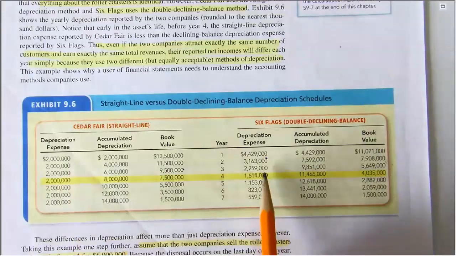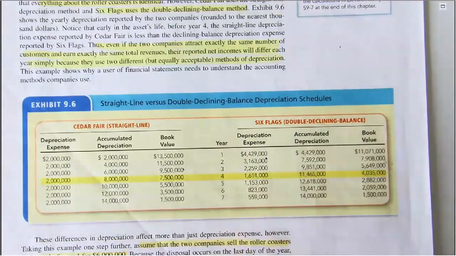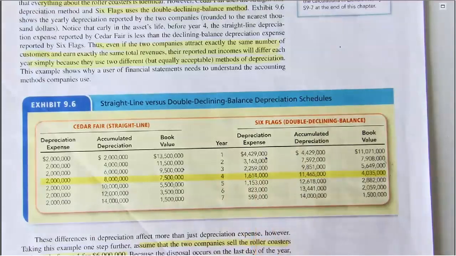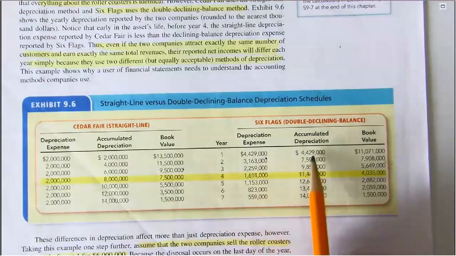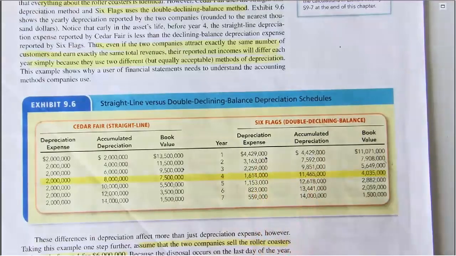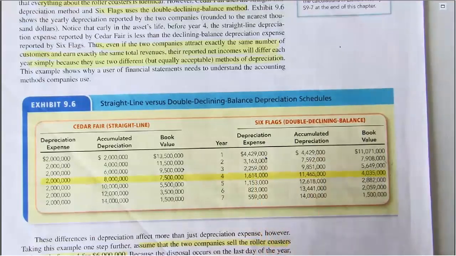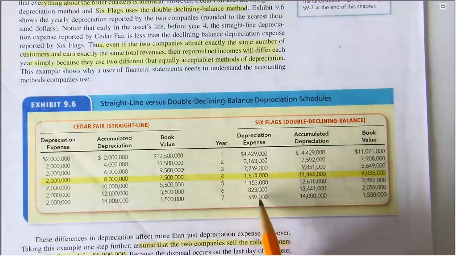With Six Flags, they're going to take the cost minus the accumulated depreciation and multiply by 2 divided by 7. So they're going to start with really high depreciation in their first year. And then in their second year, when they take the cost, 15.5 million, they're going to subtract out the accumulated depreciation and then multiply by 2/7. So each year, as that accumulated depreciation grows and is subtracted from the cost, the expense is going to drop with each and every year.